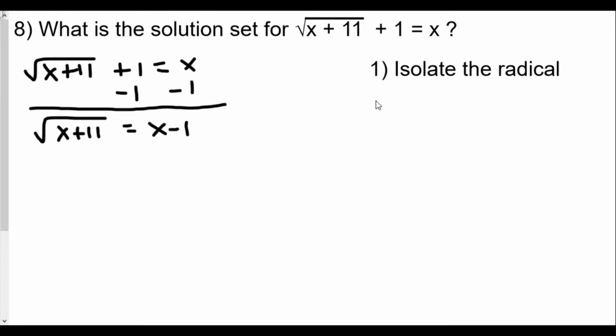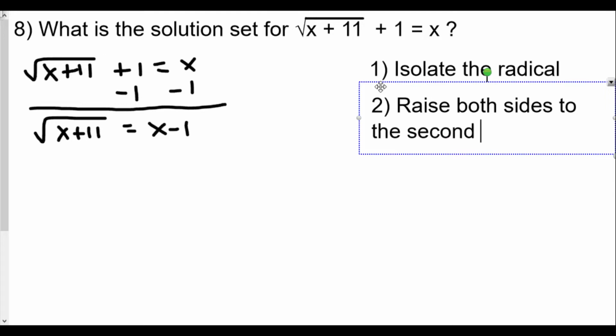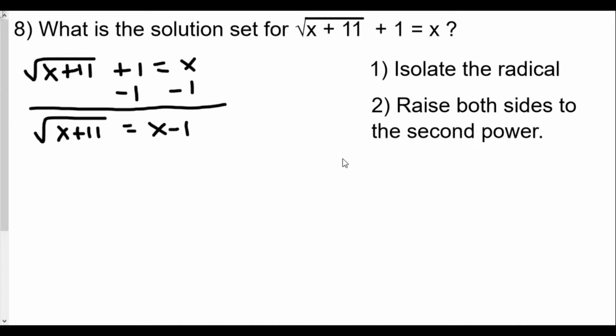Now for our second step. Once you isolate the radical, we're going to raise both sides to the second power. And the reason why we're doing the second power and not a different number is because it's a square root. If it wasn't a square root, like if it was a cube root, I'd raise it to the third power. I would raise this to the index power, the power of the index of the radical. Here the index is 2, so we're going to raise both sides to the second power.